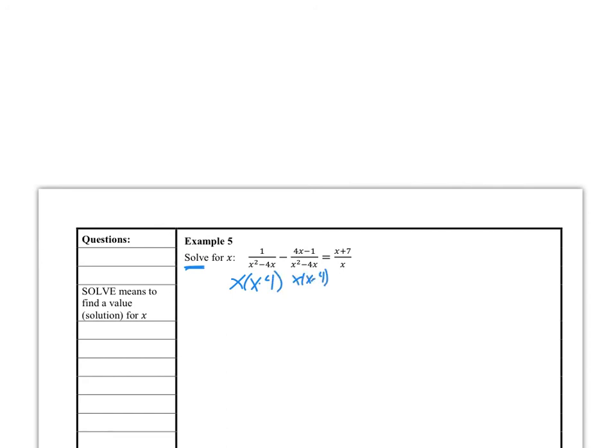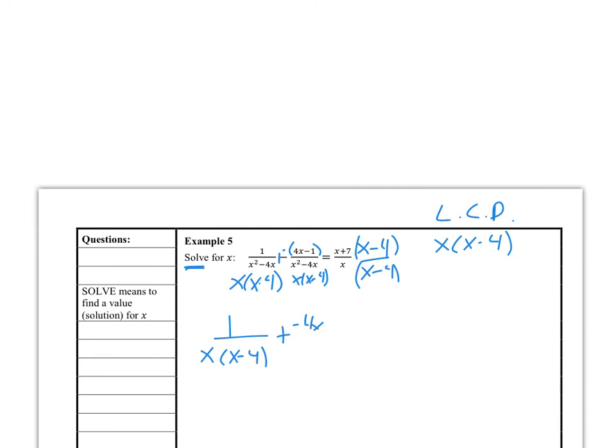Okay, so I'm just missing the x minus 4 on the right-hand side. So I'm going to multiply by x minus 4 over x minus 4. So the left-hand side becomes 1 over x minus 4. I'm going to do plus and negative of the whole thing up here, so it becomes negative 4x plus 1. So I don't mess that up later, just take care of it now. Equals, and it's going to be x plus 7 multiplied by x minus 4 over x minus 4.